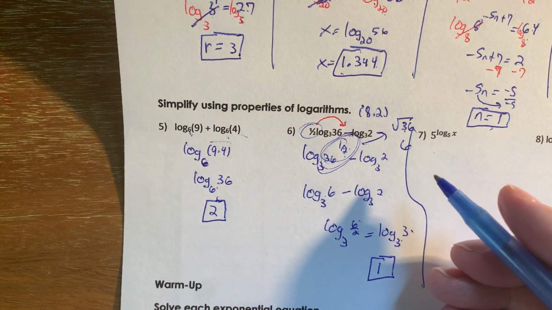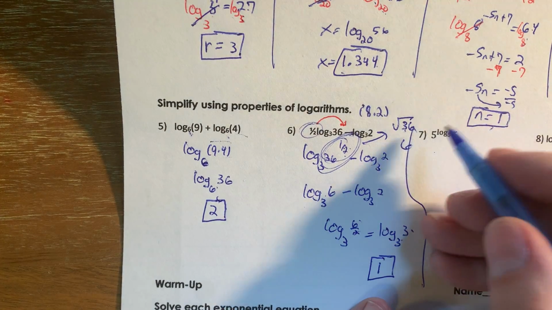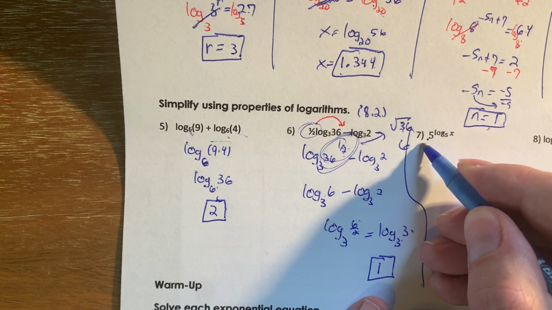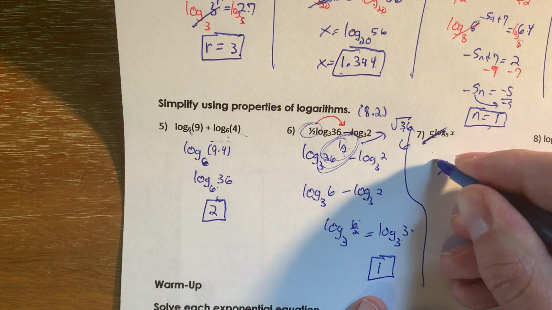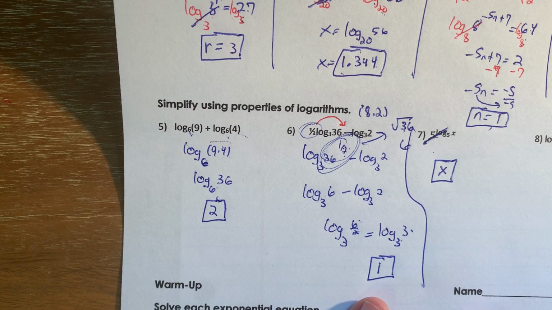All right, simplify this one using properties of logs. Hopefully we recognize that exponentials and logs are inverses of each other. And so 5 to the log base 5 of x, since they have the same base, they cancel out. The answer is just x.